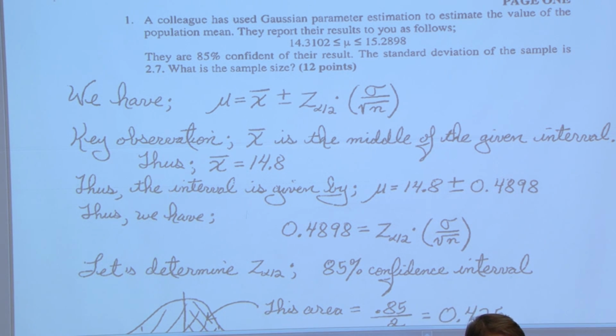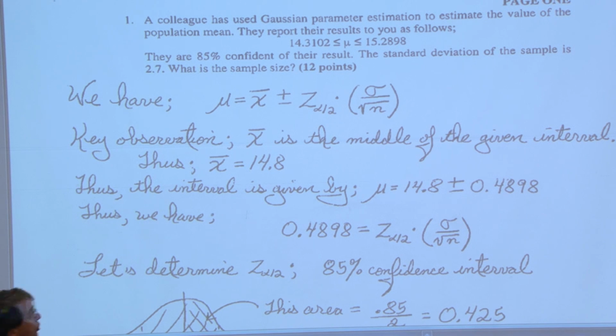How am I doing so far? All right, good. Now, it says here we're 85% confident of the result. You know what that means? That means we're 85% confident that the real mean of the entire population, which is unknown, falls in that interval. Okay? So that's the mean and the interval. Somewhere the real mean is in there. How confident am I? 85%. I tell you the standard deviation is 2.7. What is the sample size?